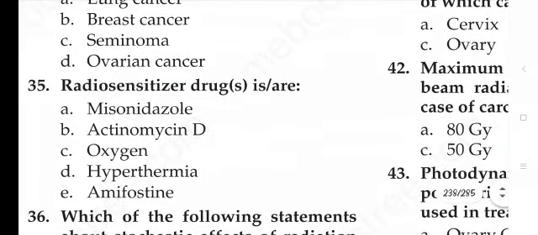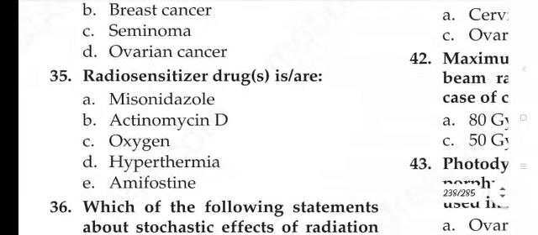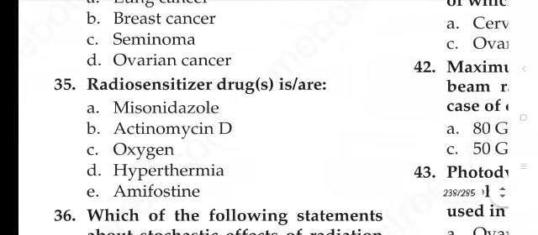Next question, radiosensitizer drug is or are. Options are option A mesonidazole, option B actinomycin D, option C oxygen, option D hyperthermia, and option E is amifostine. So the answer of this question is option A, option B, and option C. So radiosensitizer drugs are mesonidazole, actinomycin D, and oxygen.